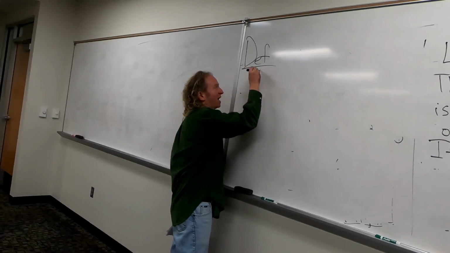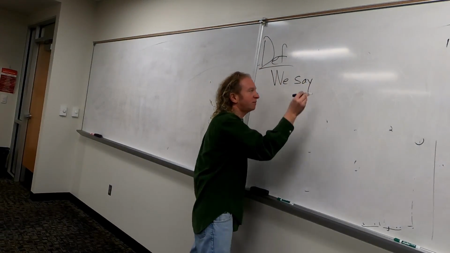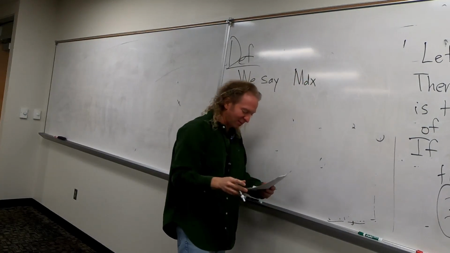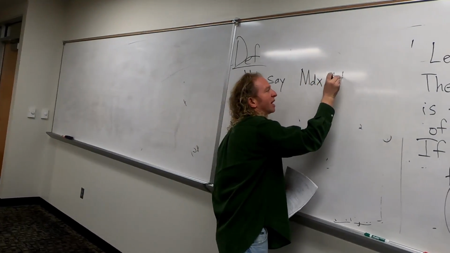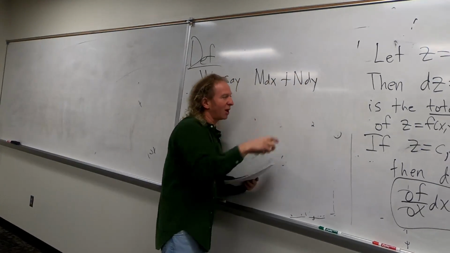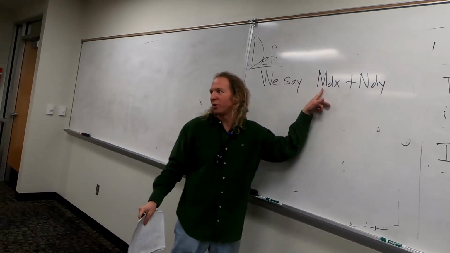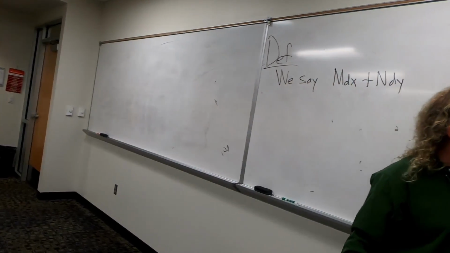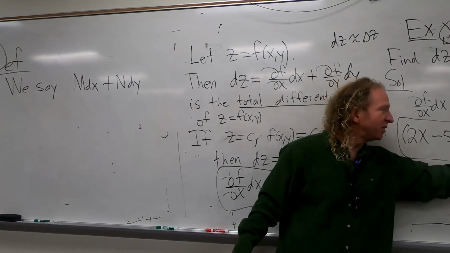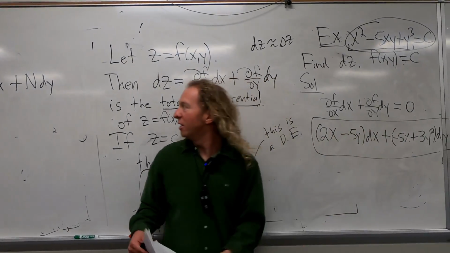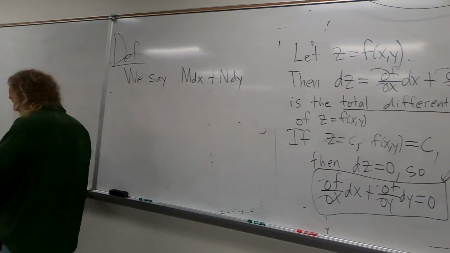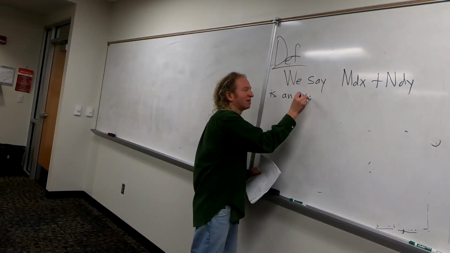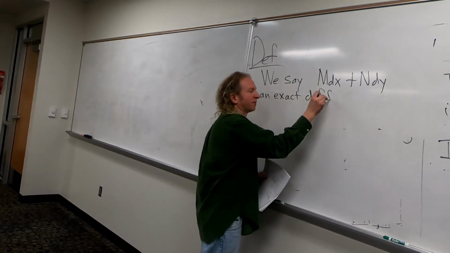Okay. So we say m dx plus n dy, where m here is a function of two variables, m of xy, n of xy. This would be your m, and this would be your n. So we say m dx plus n dy is an exact differential.